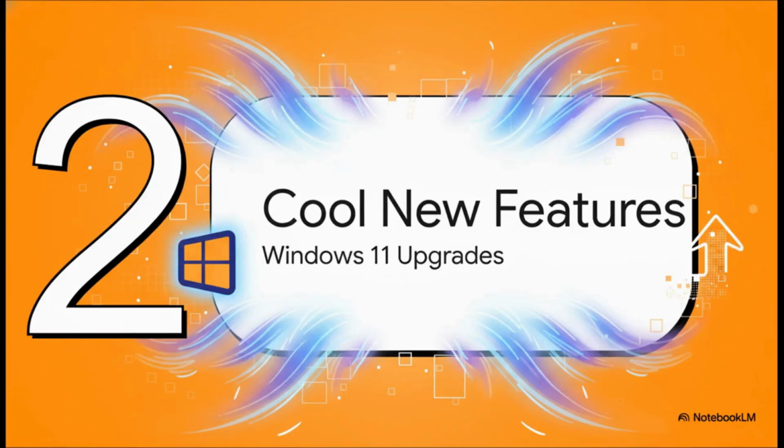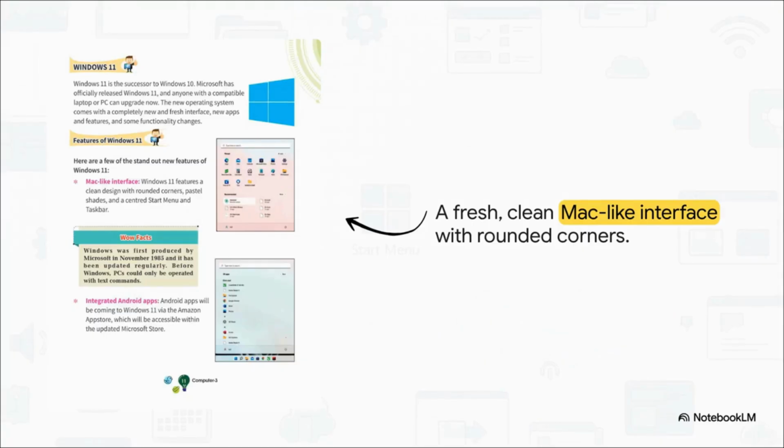Moving right along to Section 2, cool new features. Right off the bat, Windows 11 brings this incredibly fresh, almost Mac-like aesthetic. You've got these smooth, rounded corners and really calming pastel shades. But the biggest shift? The Start menu and taskbar are now dead center. And this isn't just for looks, actually. Centering everything significantly reduces eye travel, especially if you're on a wider monitor. It just makes your whole workflow feel way more balanced.